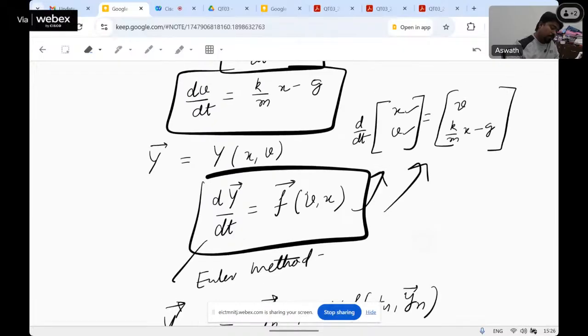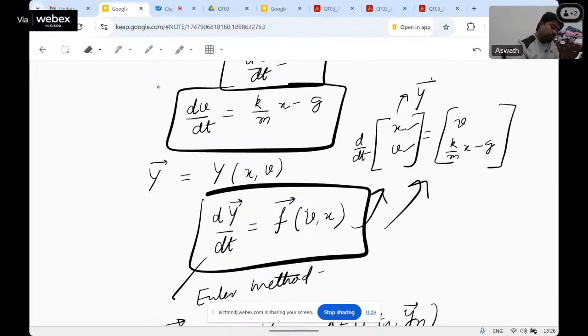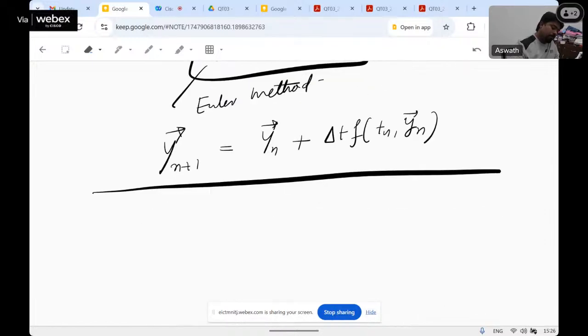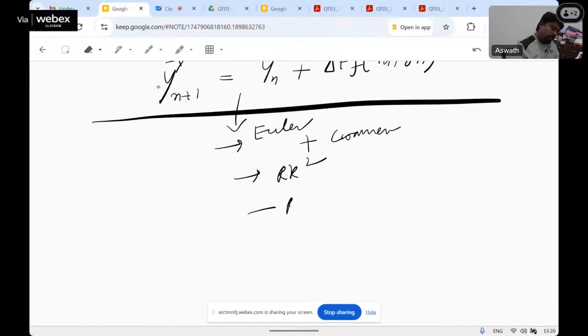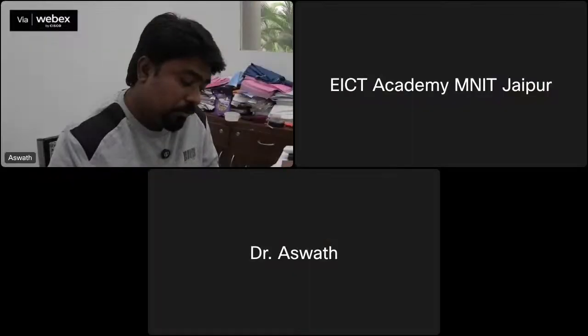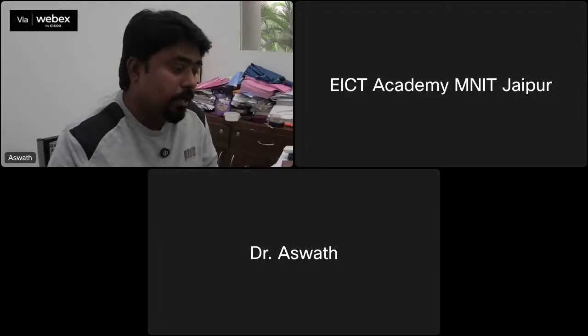Where y is this y vector, and this is an f vector. Now I am going to use the Euler method plus some Kramer's correction, and also I am going to use RK2, and also RK4. So let me show you the integration using some numerical techniques.